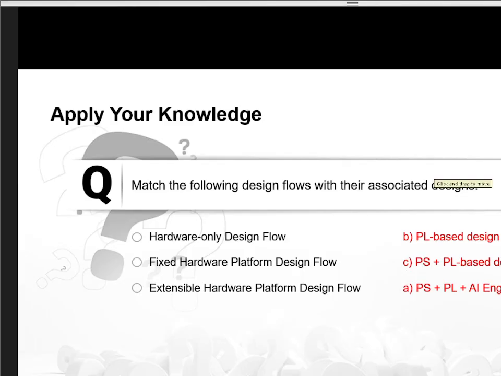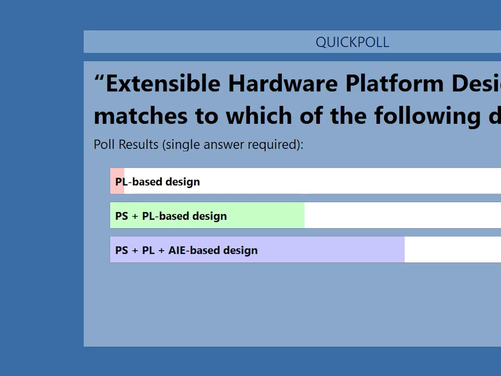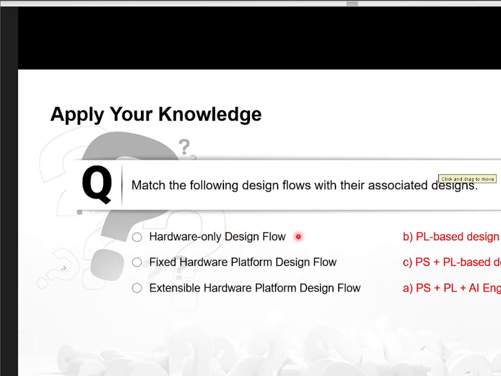It's indeed PS, PL, and AI engine based. That will be the extensible hardware platform, and extensible means you can load different applications running on the AI engines. If it's a fixed hardware platform, it will generally be PS and PL. So just to give you the feedback on the questions: the hardware-only design flow is PL based, the fixed hardware platform design flow is PS plus PL based, and the extensible hardware platform design flow is PS plus PL plus AI based.